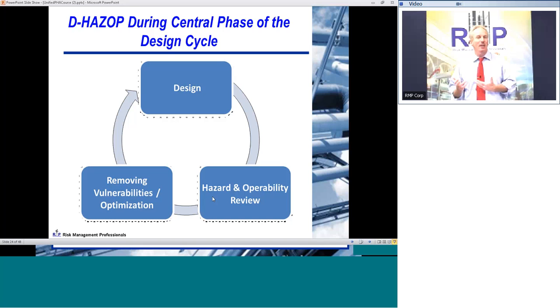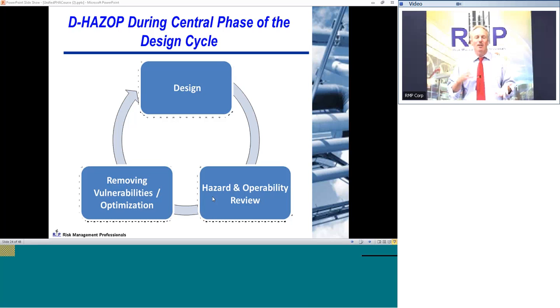So this whole thing, by its nature, as the nature of the beast, needs to be an iterative process during the design cycle. So you have a design, you do a little hazard and operability review, you remove vulnerabilities, you optimize that, you continue with your design process. And then periodically, you go ahead and get this together and update the HAZOP study, again, to get that framework for understanding hazards. Make sure you shake them out of your design, and you do it while you've got options early in the design cycle.